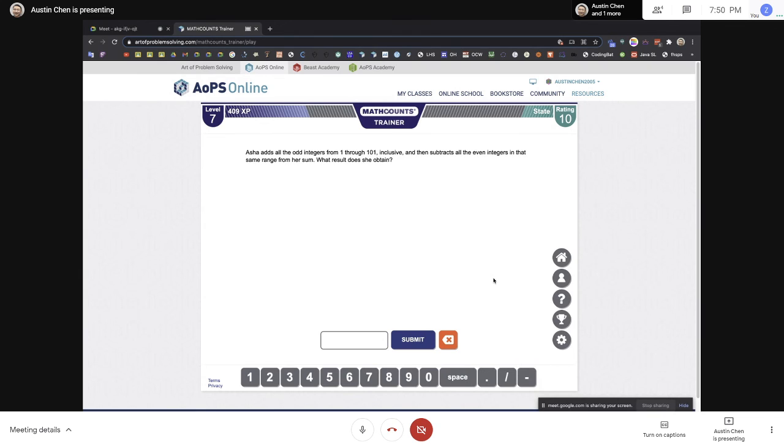If you're adding the odd integers and subtracting the even integers, you're just going to have ones everywhere. So you can pair up 2, 3, 4, 5, all the way to 100, 101, and that's all going to give you differences of 1, and you're going to be left with a 1. So you need to think of how many pairs you can make. That's going to be 101 minus 1 over 2, so you can make 50 pairs, and you have your initial 1. So then it's going to be 51.